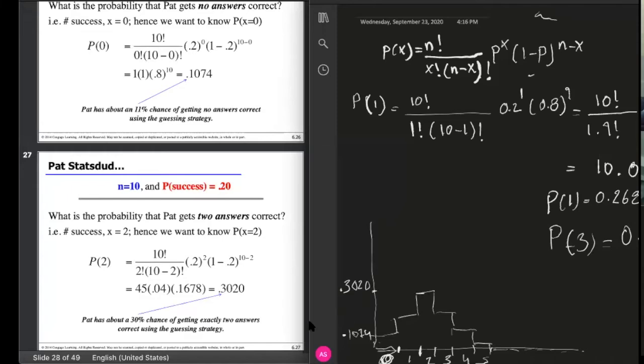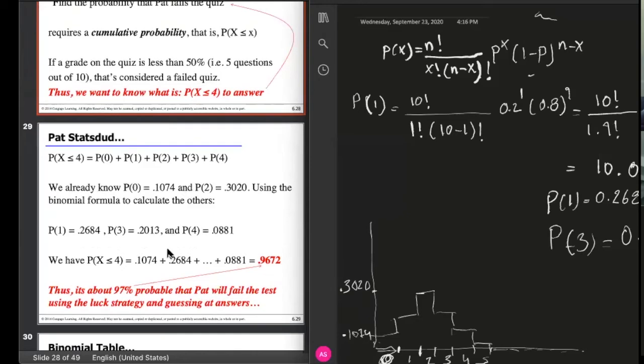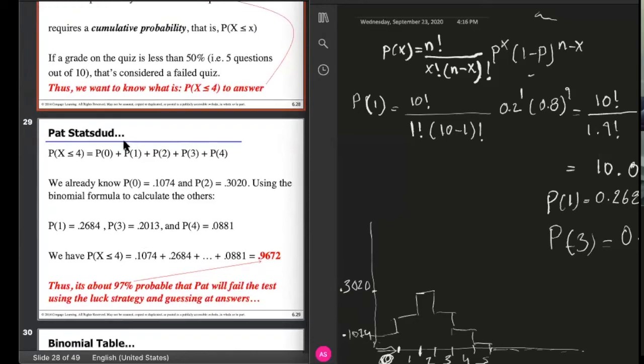And then we also calculated probability for 1 correct answer. I'm pretty sure we did that in the previous class. So we saw that probability for 1 correct answer was 26.84%, 0.2684, and so on and so forth, right? So probability for 3 correct answers, we also calculated that, and you see here, probability for 3 correct answers is again about 20%, and so on and so forth.